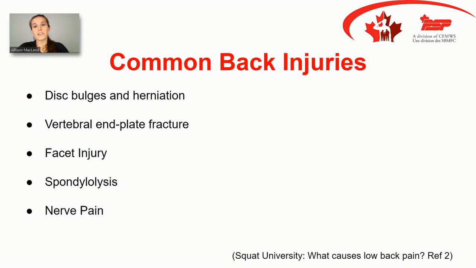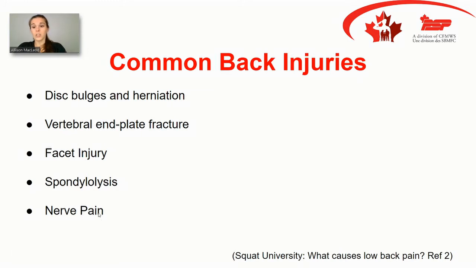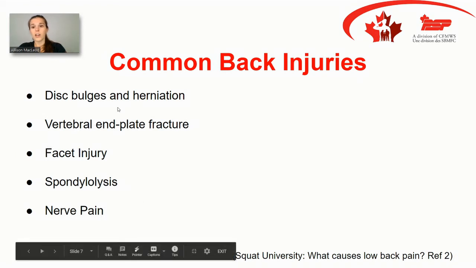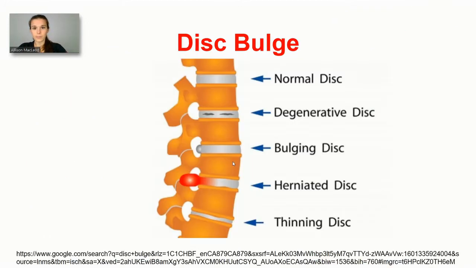Okay, here I have a list of common back injuries. We have disc bulges and herniations, vertebral end plate fractures, facet injuries, spondylolysis, and nerve pain. Nerve pain is usually the result of any or all of these injuries, but it could also result from muscle tension.